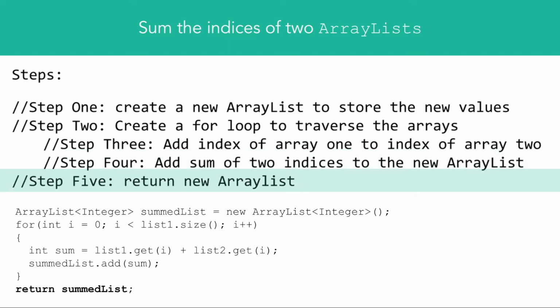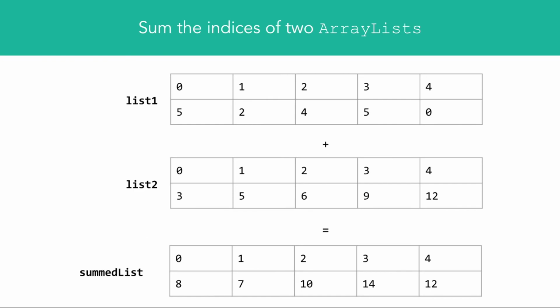Lastly, we can return the summed list, which will have the summed value of list 1 and list 2 at each index. It is important to note that this will only work correctly if the array lists are the same length. When traversing array lists, you must pay attention to the size of the array list to make sure that traversing won't lead to errors.